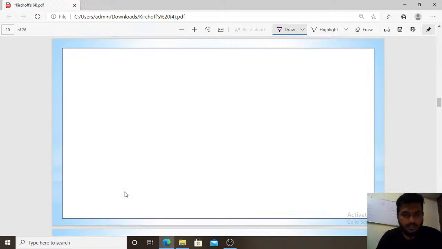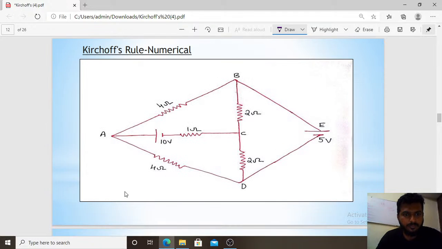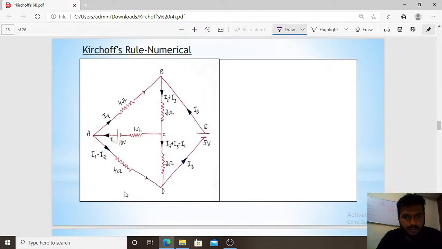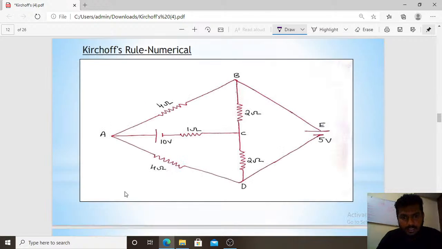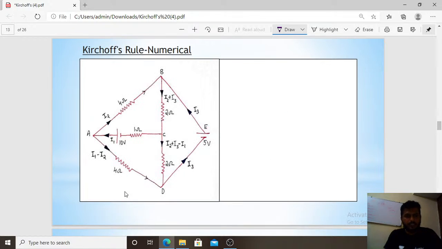So the first problem, Kirchhoff's rule and Kirchhoff's numerical. I have given the diagram. What you need to find is the values of I1, I2, I3 and I4, everything. So this is the diagram.